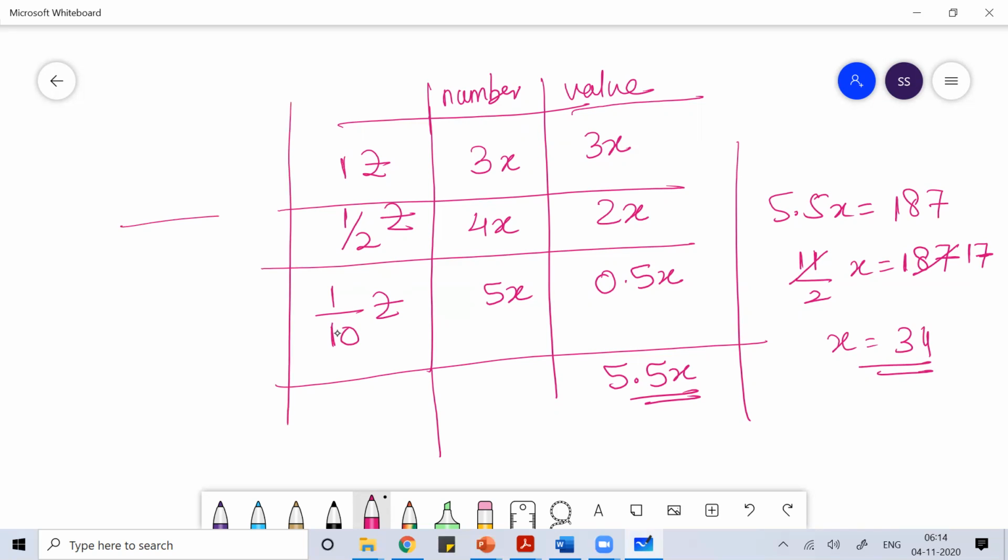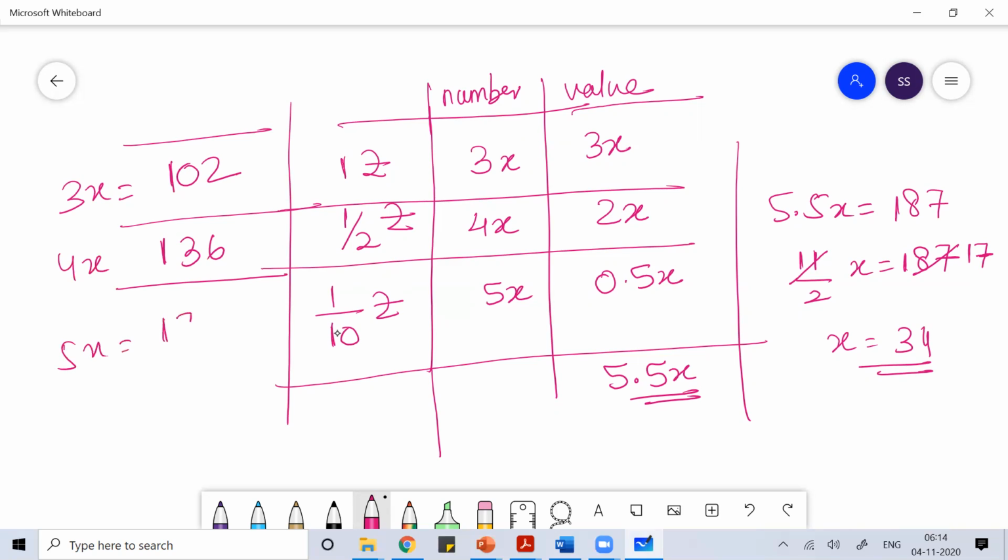So 3x means 34 threes, which is 102. Then 4x is 34 fours, which is 136. So this is 3x, this is 4x, and this is 5x. 5x would be 170. So these are the numbers.